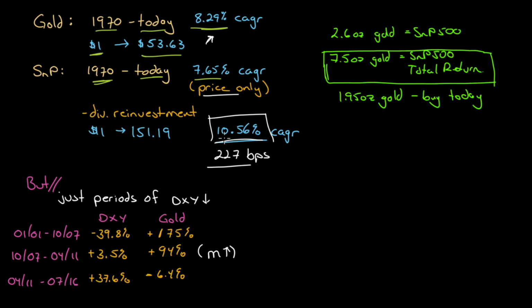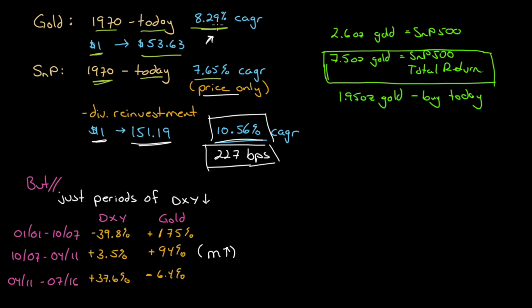The S&P 500 outperforms gold over this 50-year period by 227 basis points a year. $1 in 1970 invested in the S&P grew to 151.19 with dividend reinvestment. Gold doesn't have a yield. Gold doesn't pay a dividend. Gold actually has a storage cost, so it actually has a negative yield associated with it. I didn't include that in here.